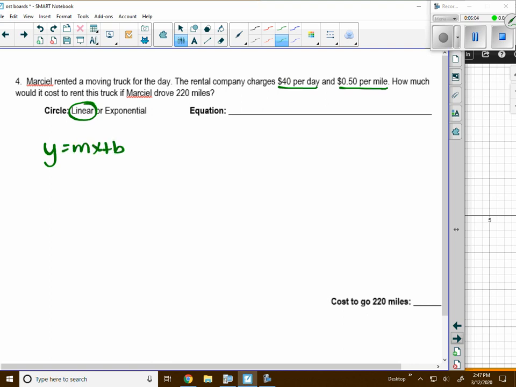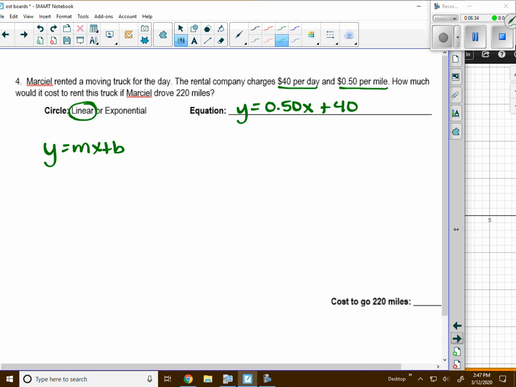So I want you to think, write down, what is that m value? What's happening over and over and over again? Hopefully, you're thinking 50 cents, because that 50 cents is per mile. So we have y equals 0.50x plus the $40 that happens one time. 40 is our y-intercept or our starting point, because we're going to be charged $40 no matter how many miles we drove.